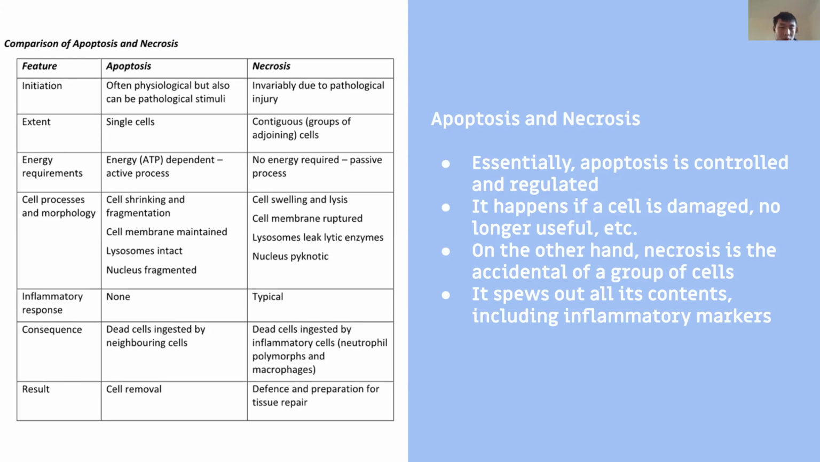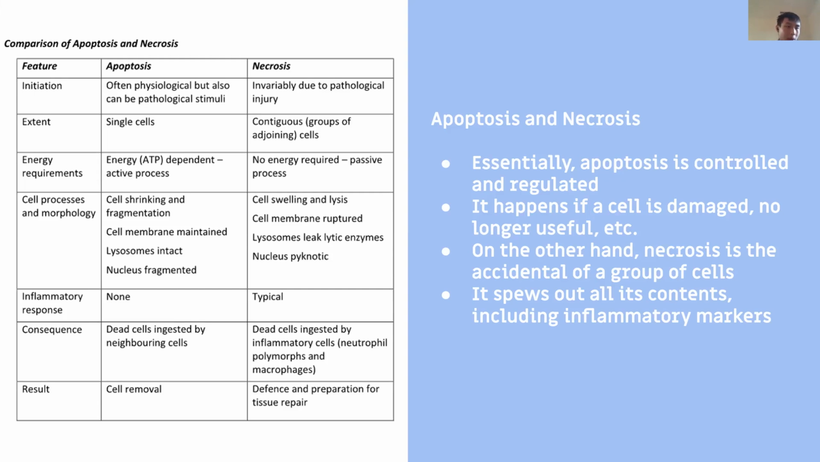On the other hand, necrosis is accidental death of a group of cells. Sorry, I missed a word there. And it's usually due to pathological injury. And instead of a nice, clean sort of self-destruct, it will spew out all its contents, and you'll get a ton of inflammatory markers as a result. So we have a table here that just basically compares them too, but that's the main idea. One is controlled and the other one isn't, and necrosis is obviously a lot worse than apoptosis.